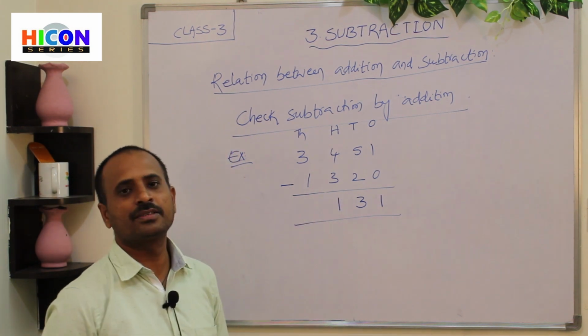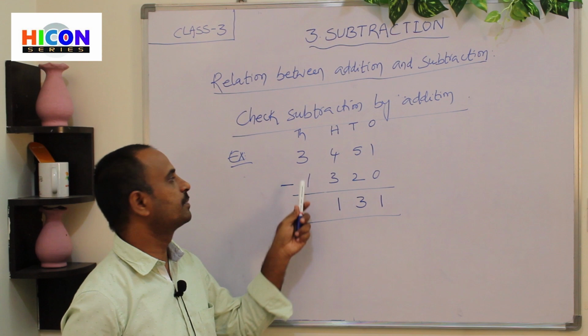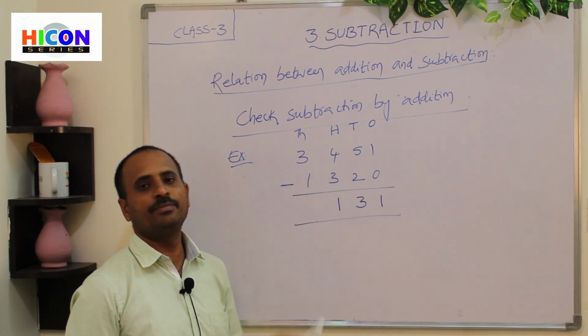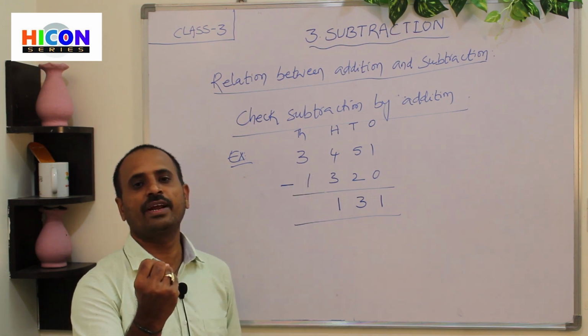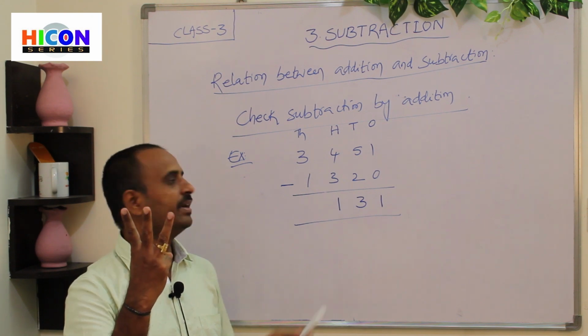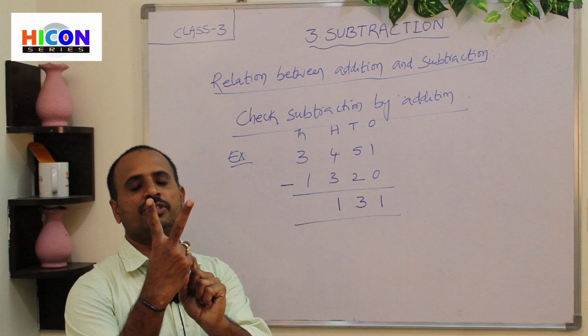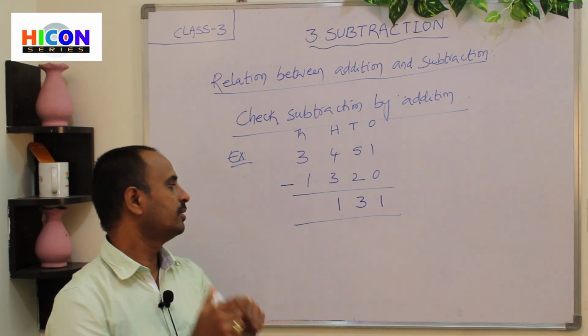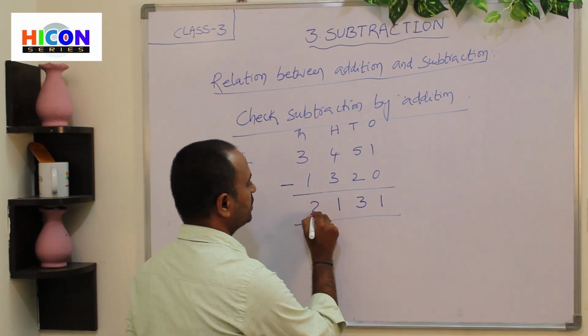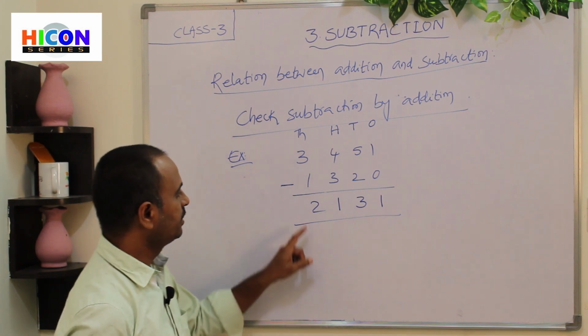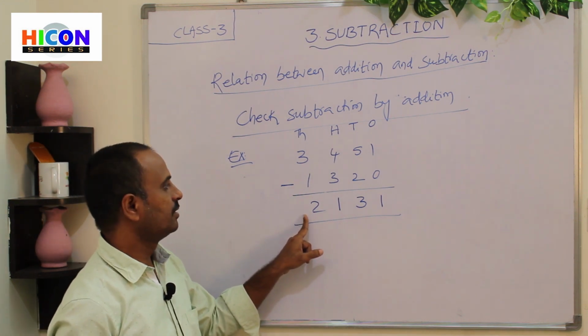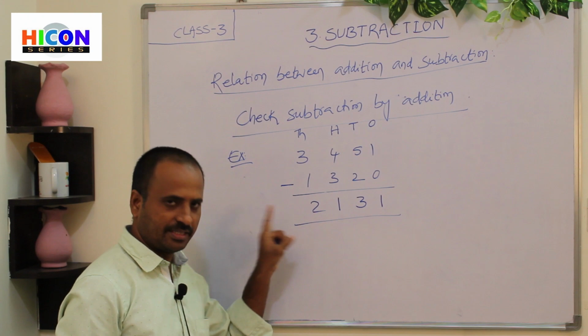Next, go to the thousands place. What are the digits present in the thousands place? 3 and 1. What is the first number? 3. Open 3 fingers of your hand: 1, 2, 3. What is the second number? 1. So close 1 finger among these 3 fingers. So children, how many fingers are there? 1, 2. There are 2 fingers remaining. So write 2. Children, this is the difference. This is the subtraction and this is the answer.